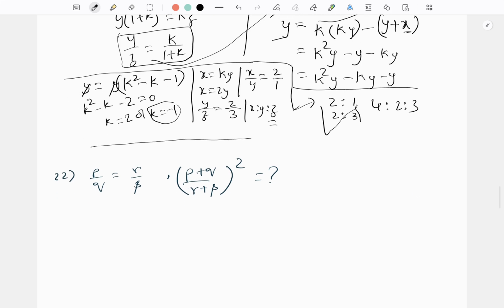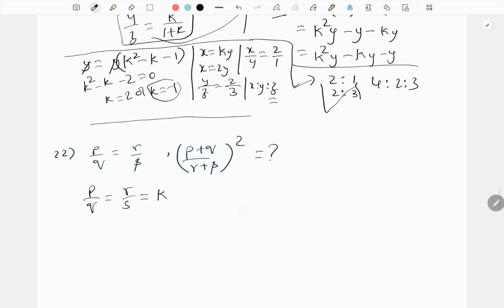Then next, P by Q is equal to R by S. So let them equal, P by Q is equal to R by S is equal to K. Now what I do is, here we need P plus Q, but actually P by Q is there. What I will adjust, I will adjust this as P by R is equal to Q by S. Means we transposed these both values.